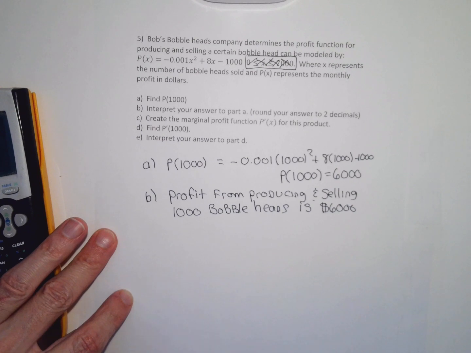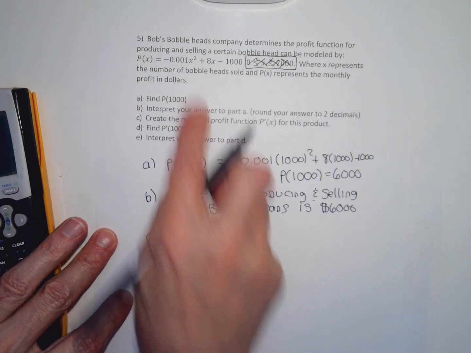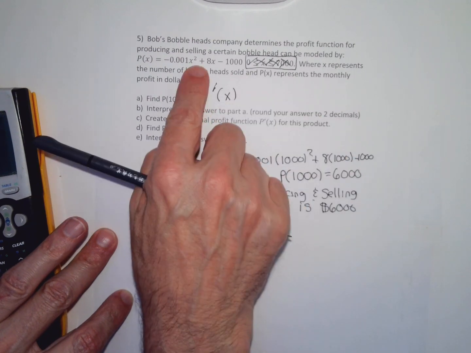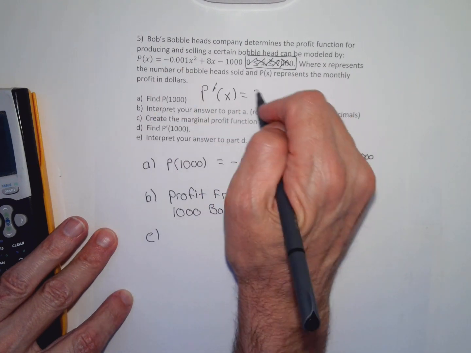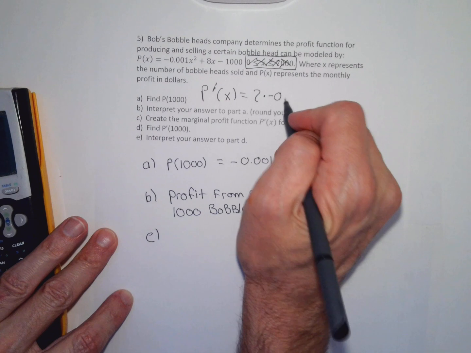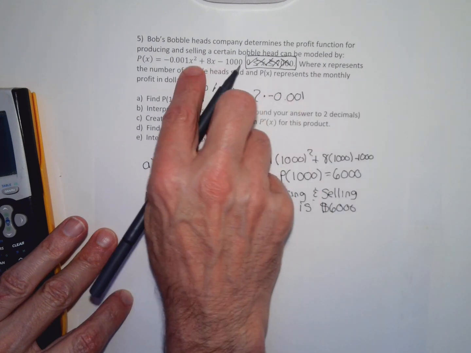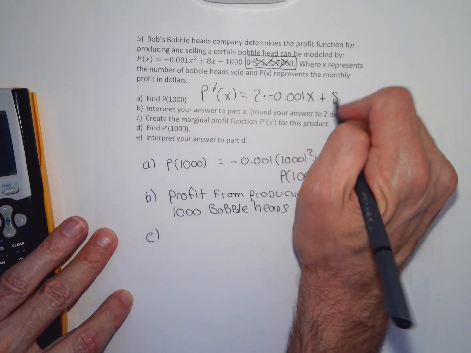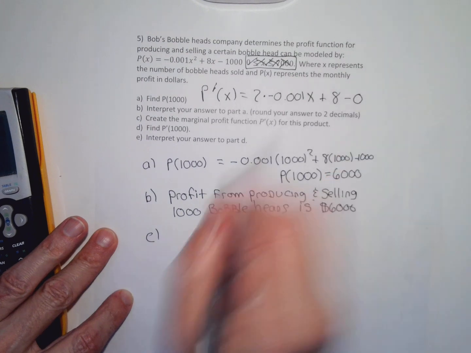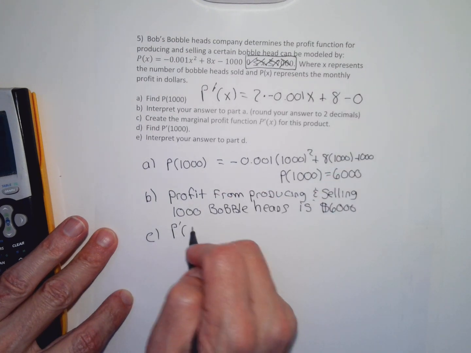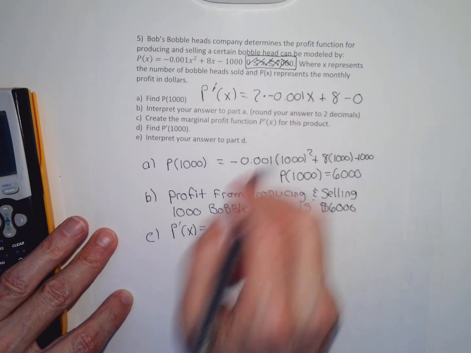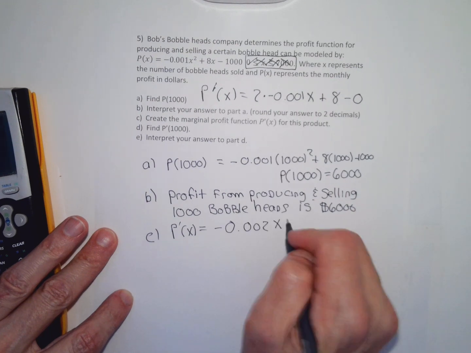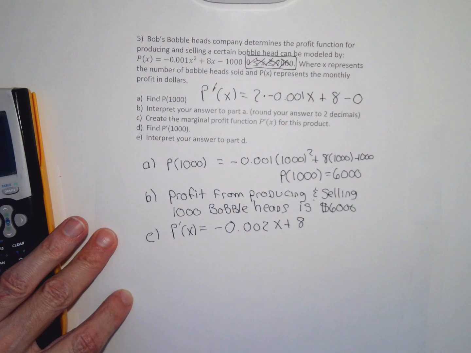Now I'm going to do a derivative to create the marginal profit function. To do the derivative, I look at the original function. It's just a generic general power rule. I'm going to take the first term, multiply the exponent of 2 times the coefficient of negative 0.01, lower the exponent down to x. The derivative of 8x is just going to be 8. The derivative of the minus 1,000 is going to be 0. So my marginal profit function, which is the derivative of the profit function, when I multiply this, if I do it right, it's negative 0.002 x plus 8. Done with part C.